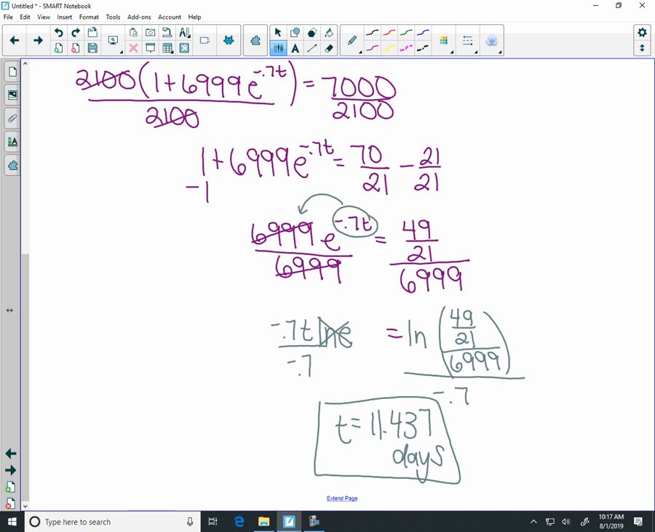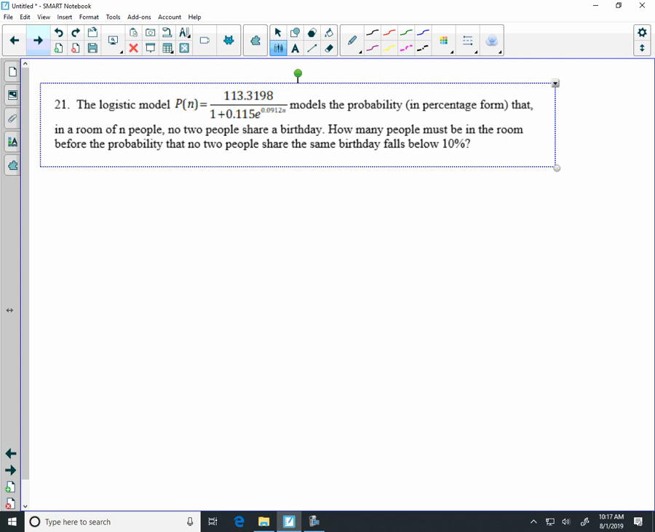All right, number 21 is another of the extension problems. It's this other logistic growth problem. The probability that you share a birthday with someone can be modeled by a logistic growth equation. And the probability that you share a birthday with someone in the same room as you is really high. So this model, it says, when is it going to fall below 10%?